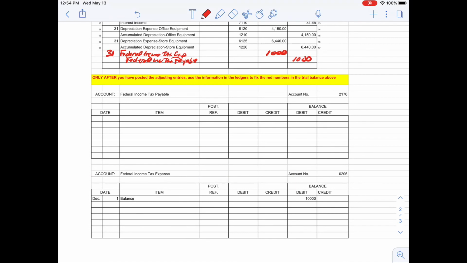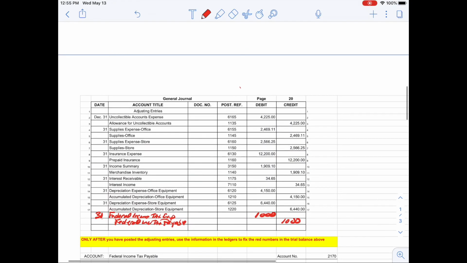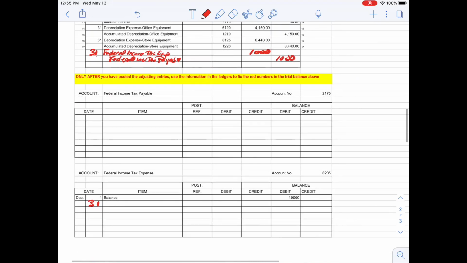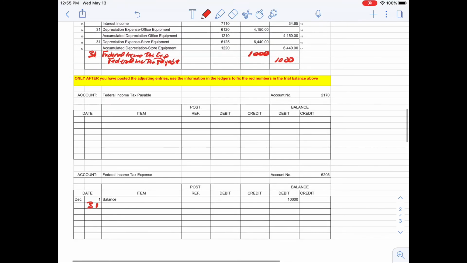So now that we have that recorded into the journal, now it's time to do everybody's favorite process, and that is posting. So in order to post this, what we're going to do is follow the same steps we've followed all year long on this. And that would be as follows. Let's take a look at the date. The date of this transaction is the 31st on the federal income tax expense. This is coming from page G20 of the General Journal. So we are going to go over here for our post reference, going to be G20.